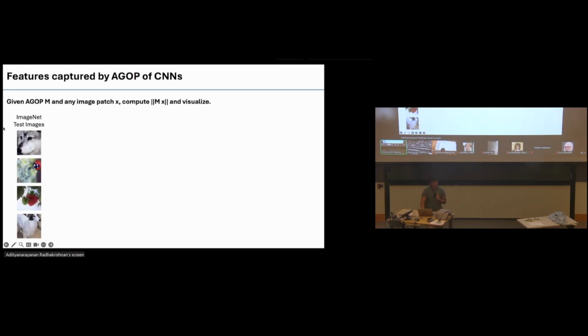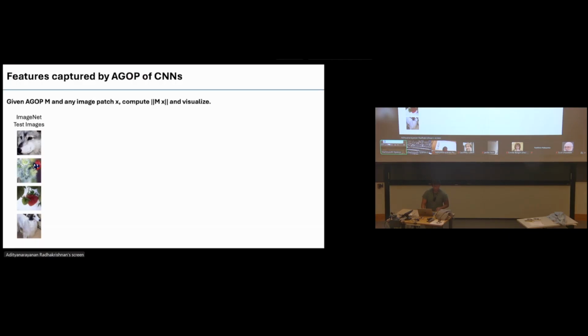But now you can start to ask, what are the features that are actually learned by these models? I'm going to show an example here for VGG19, where you can compute this AGOP. The AGOP is at the patch level. You can think about it as a filter on patches, or an operator on patches. So I can take any image, take a patch of that image, multiply it by the AGOP, and then take its norm. This is a vector. I take its norm and visualize that across all patches.